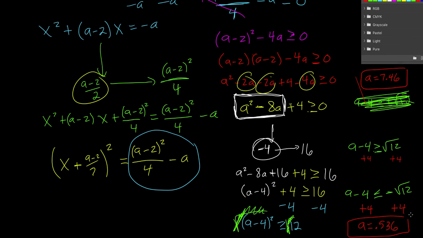Okay, so what we wanted to know was the smallest positive integer for a for which the equation has real solutions. And so the smallest value of a that's going to work for that is going to be 8. Because it needs to be higher than this.